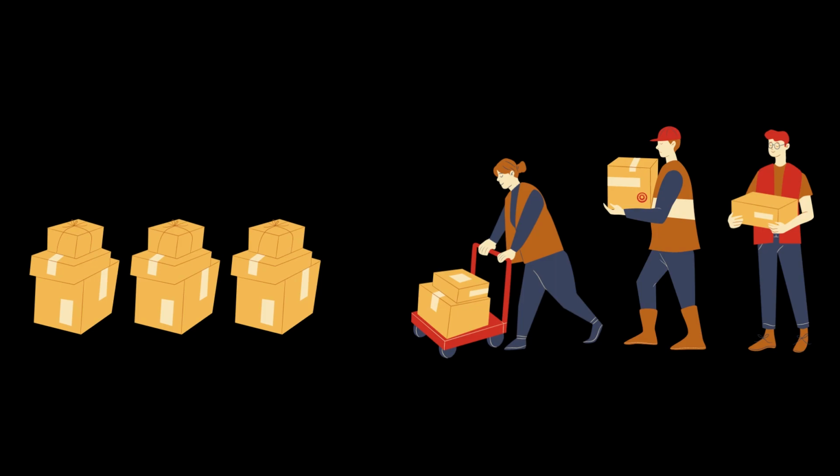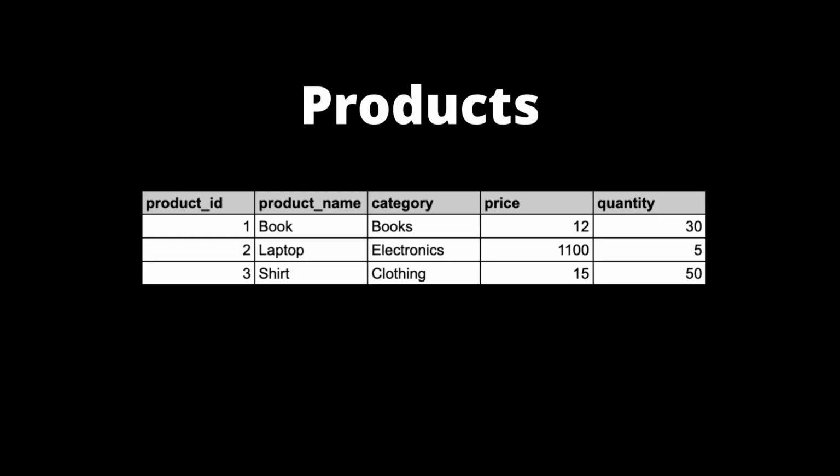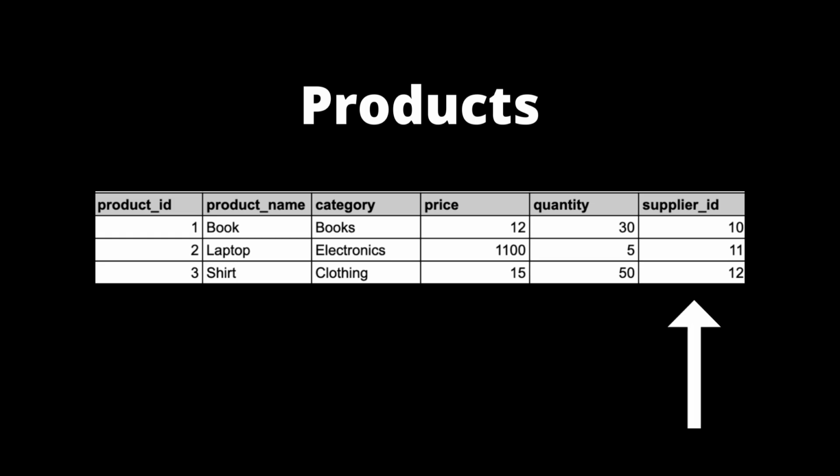Let's use inventory management as an example. Imagine you have to keep track of the different products you have along with the different suppliers of these products. You can first have a products table with a product ID, a product name, category, price, and quantity. To keep track of the supplier, we can add on a separate supplier ID to the products table and then build out a separate suppliers table.